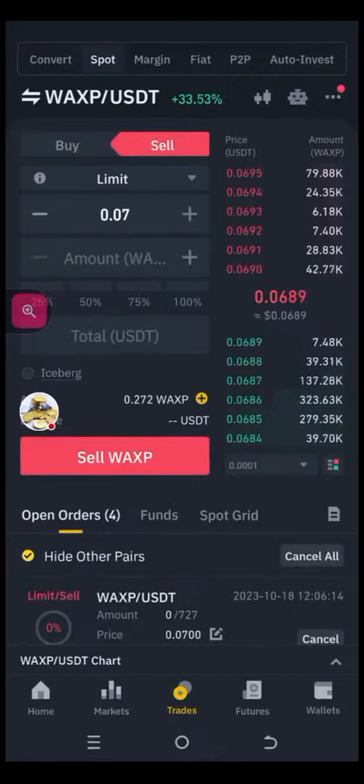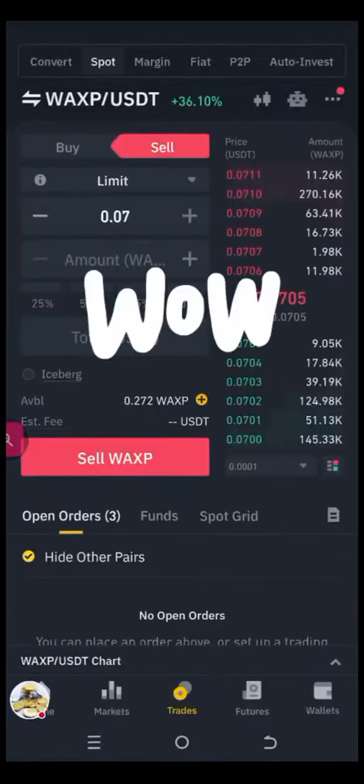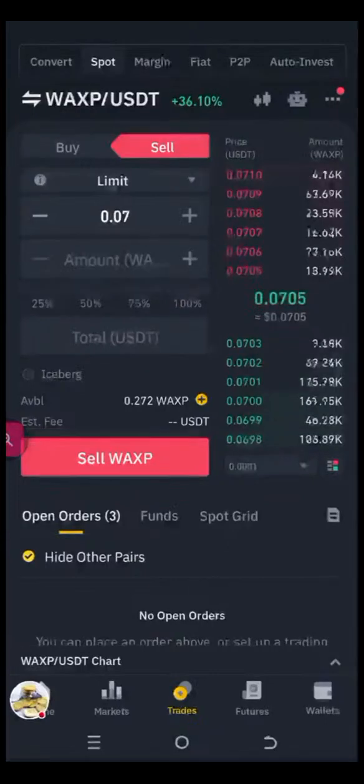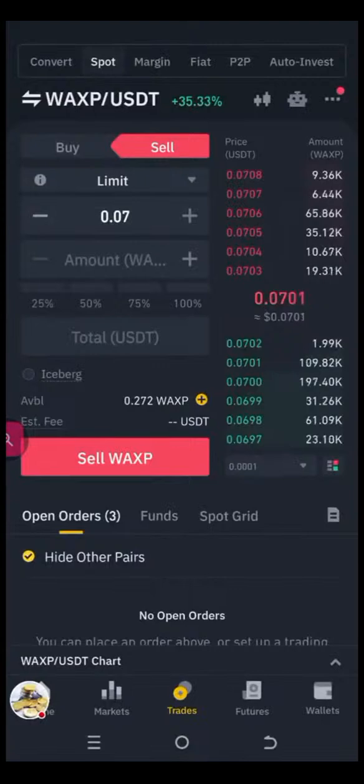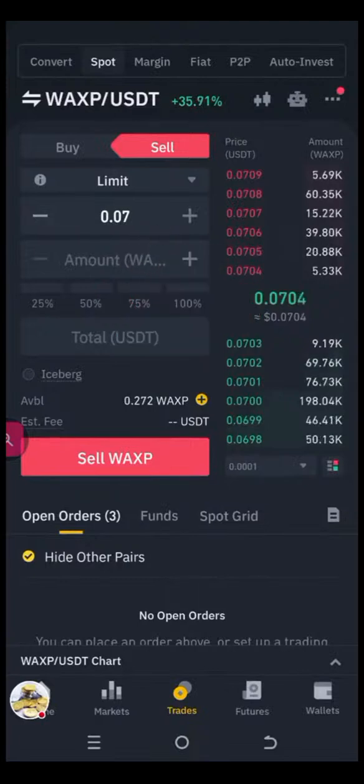Let's hope it goes all the way up. I do hope so. Wow. Oh my God. I just had to come back immediately. See, WAXP has already executed. Awesome. Don't forget, we set this for 07, right? And look at it, it has already executed. Can you just imagine the last becoming the first? That's what it means, right?